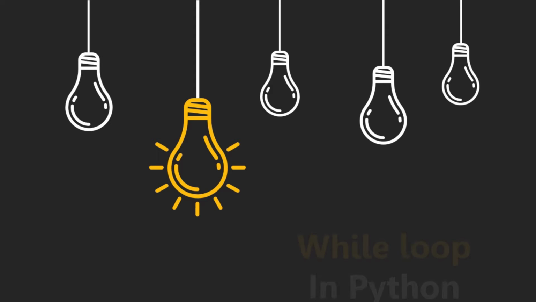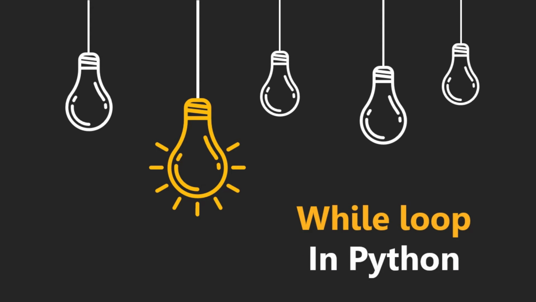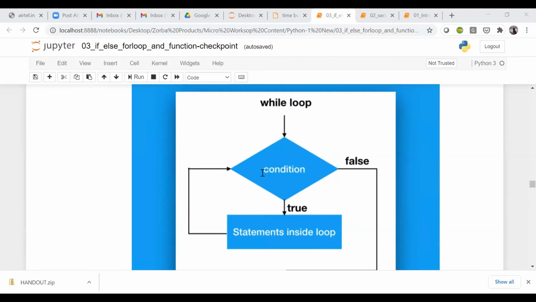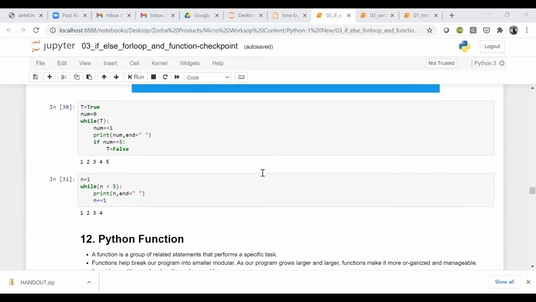Then there's a while loop, guys, right? So a while loop is basically what? There's a condition. If the condition is true, then you execute the statements inside the loop, and if it's false, you go outside the loop.